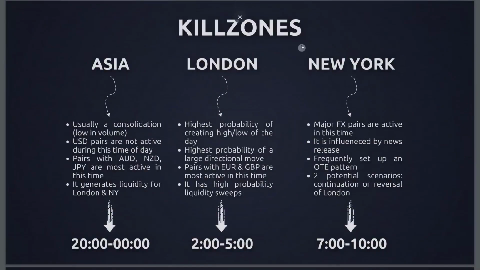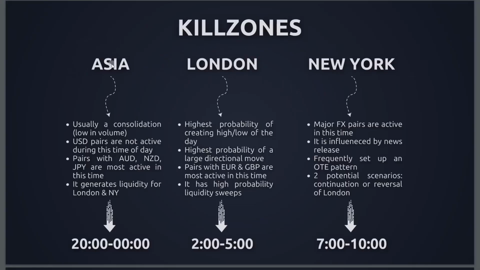Now, first, starting with the kill zones, okay? What are some of the characteristics for each kill zone, and what are the kill zones that we have? So we have Asia kill zone, London kill zone, New York kill zone. Basically, we most likely trade in London and New York.